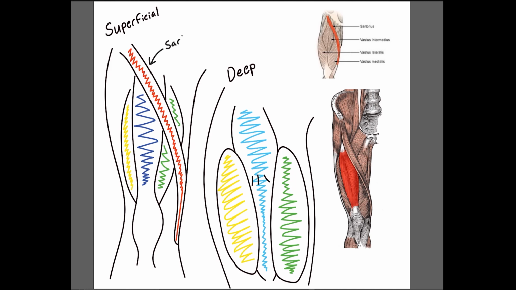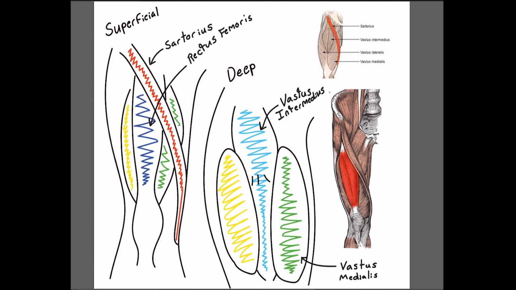Below the rectus femoris is a set of 3 muscles known as the vastus muscles. The most medial muscle is the vastus medialis. The center muscle, which sits under the rectus femoris, is the vastus intermedius. Finally, the most lateral muscle is the vastus lateralis. These muscles deal with knee extension.